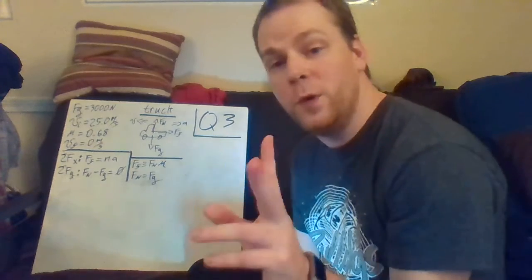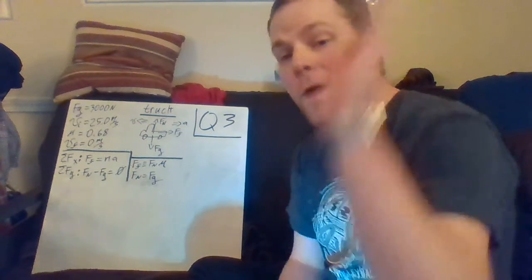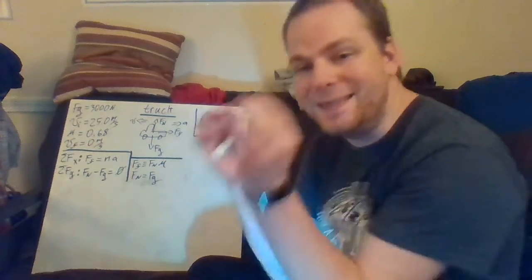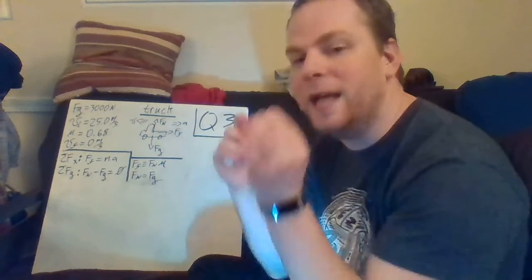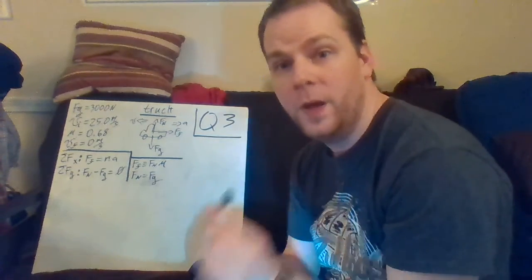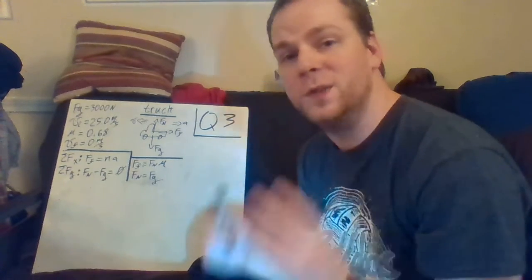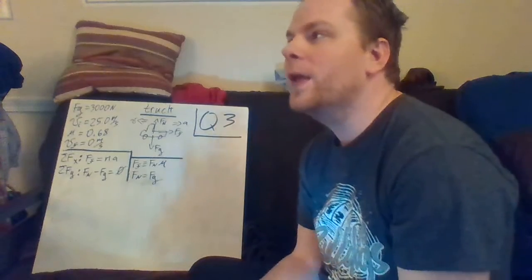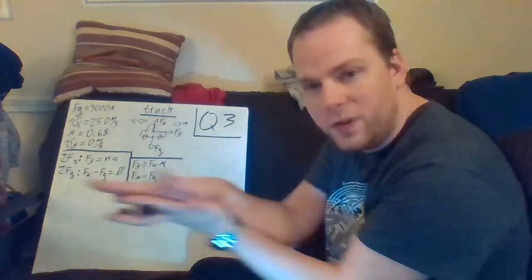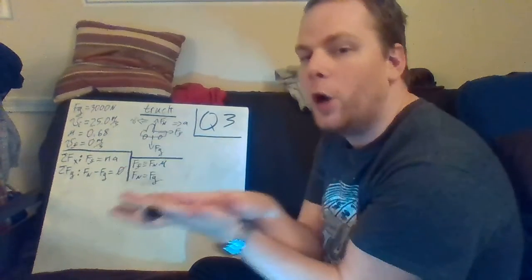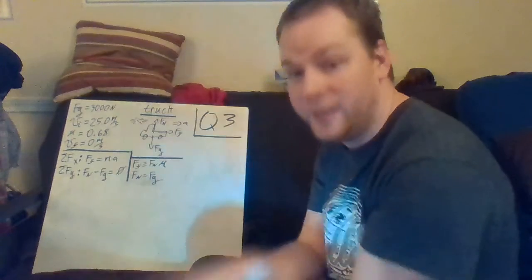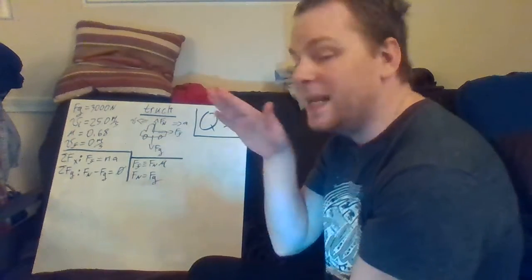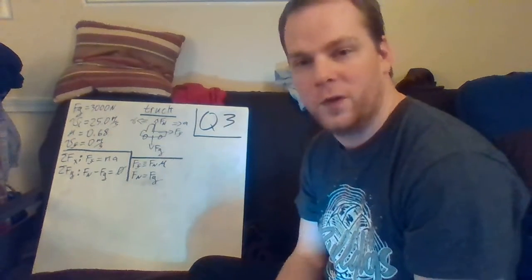Now, a couple of you have gotten a little confused on this. The coefficient of friction is not the same as the force of friction. The coefficient of friction is the ratio of how quickly two materials rubbing against each other are going to cause themselves to slow down. But it is not the same thing as the force of friction.